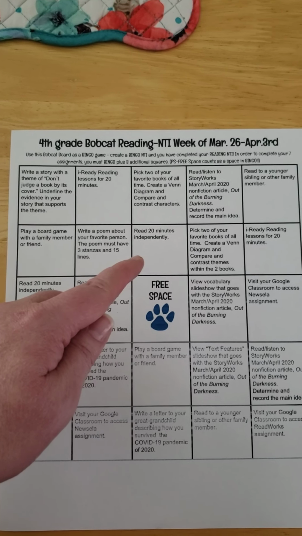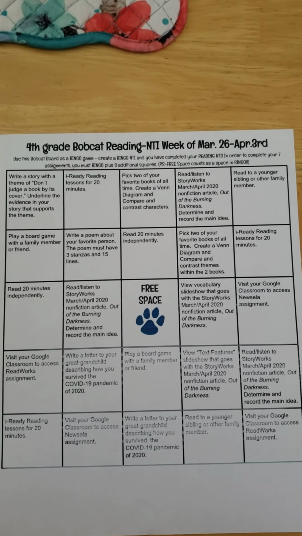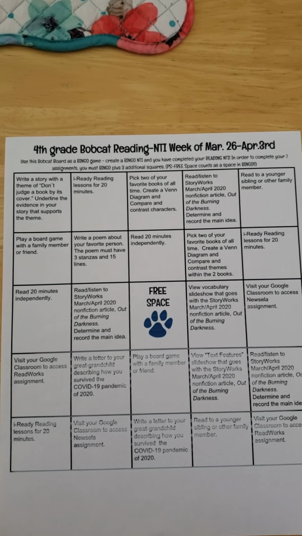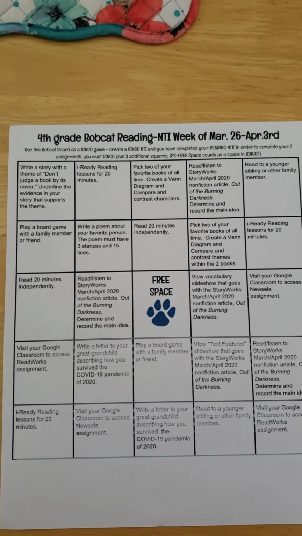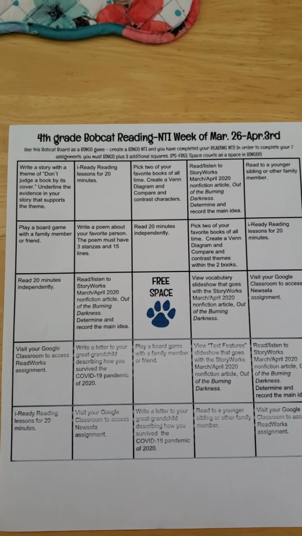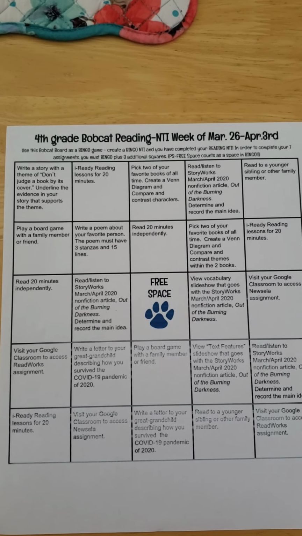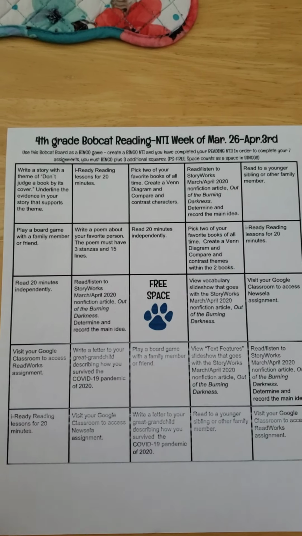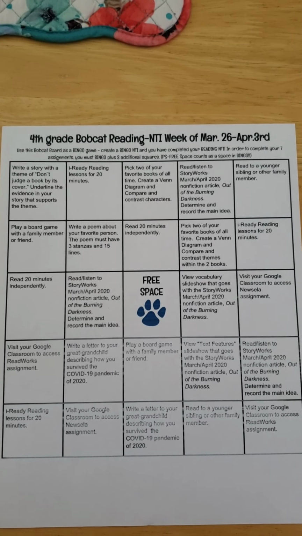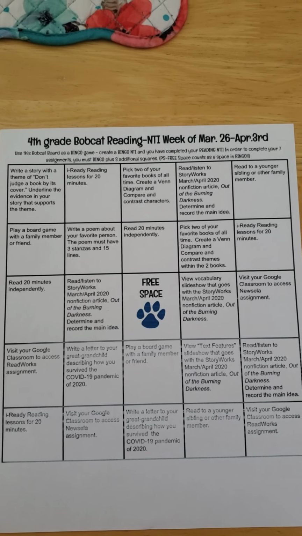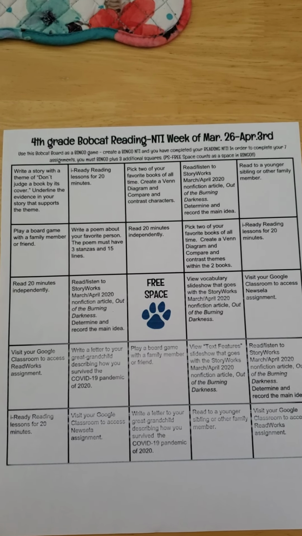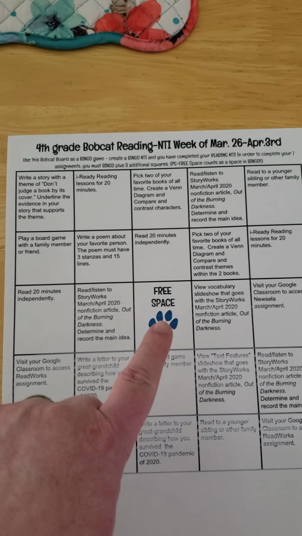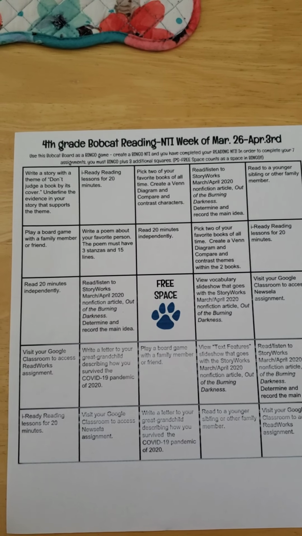Now, there's a few that you're going to see multiple times, like read 20 minutes independently or I Ready reading lessons for 20 minutes, okay? Now, the trick with this Bobcat Bingo NTI is when you do bingo, it's going to take 5 squares. Now, remember, you've got a free space that you're allowed to use. Now, 5's not enough, so we've got to have bingo NTI, so that's 8. You're going to do 8, or you can do 7, okay? If you do the 8, you can count that free space, so you're still doing 7, okay?